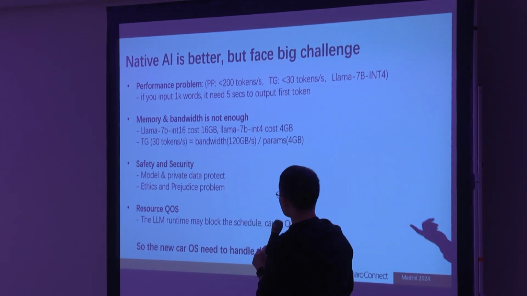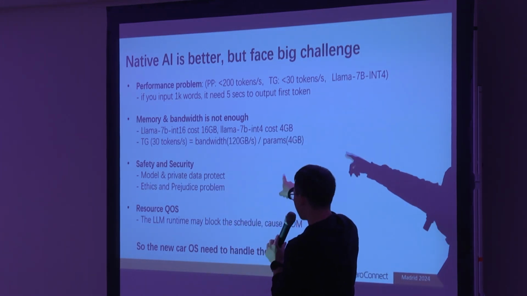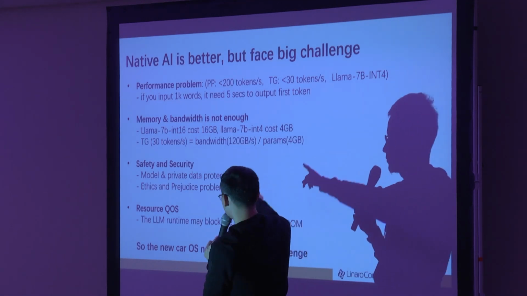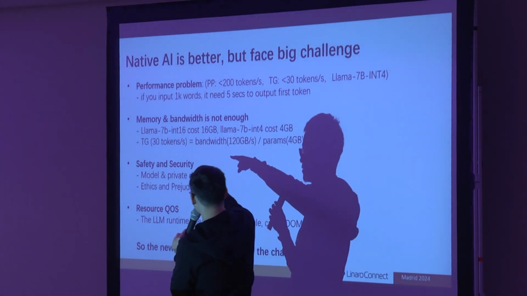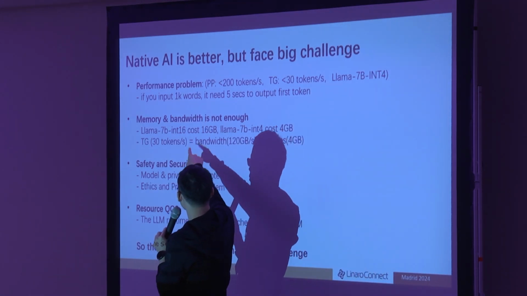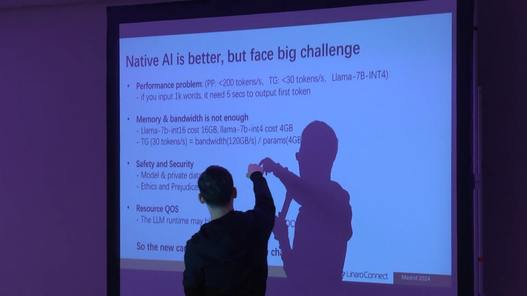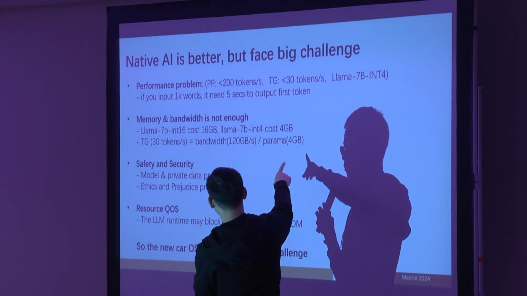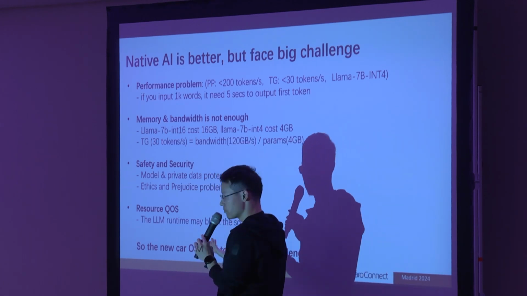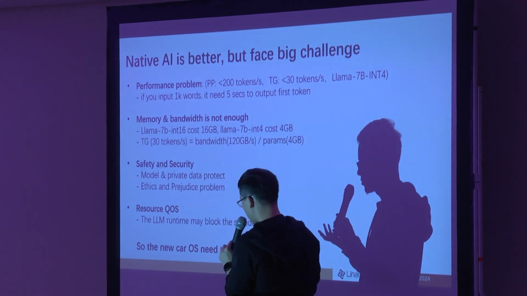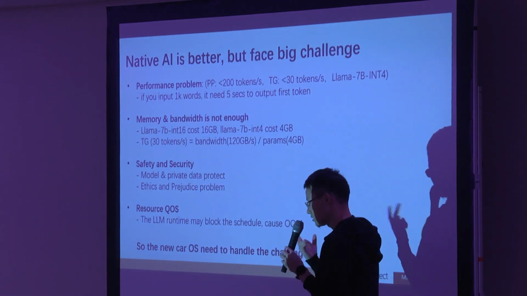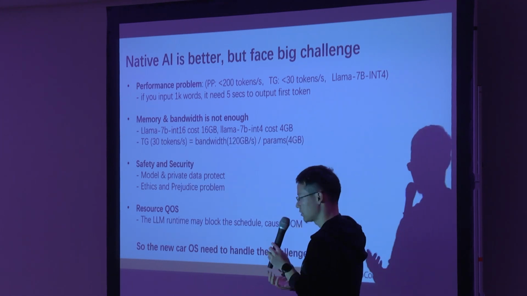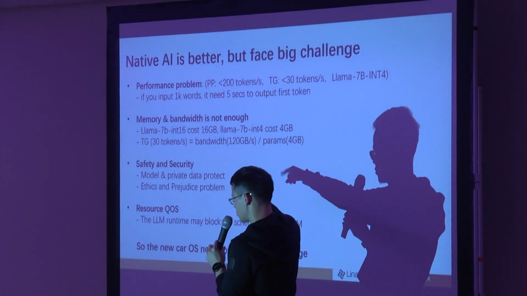So it's very slow. And the second is that memory and bandwidth are not enough. For example, Llama 7 billion in int16 will cost 16 gigabytes, and int4 quantizing will cost 4 gigabytes. It's a huge memory cost for your car, because the whole memory in your car is maybe 24 or 32 gigabytes. Maybe half of the memory will be used to run the general AI.